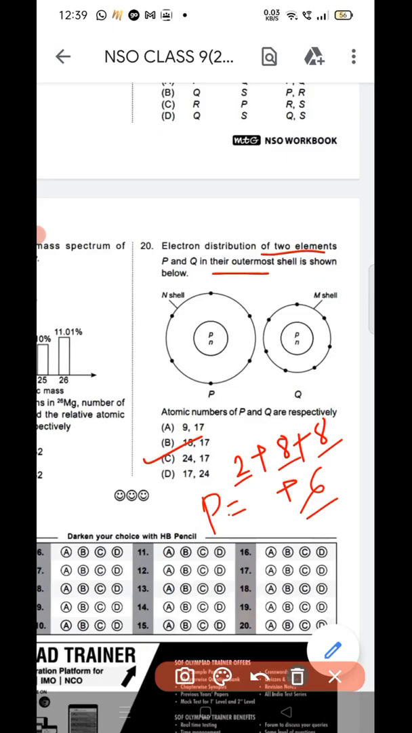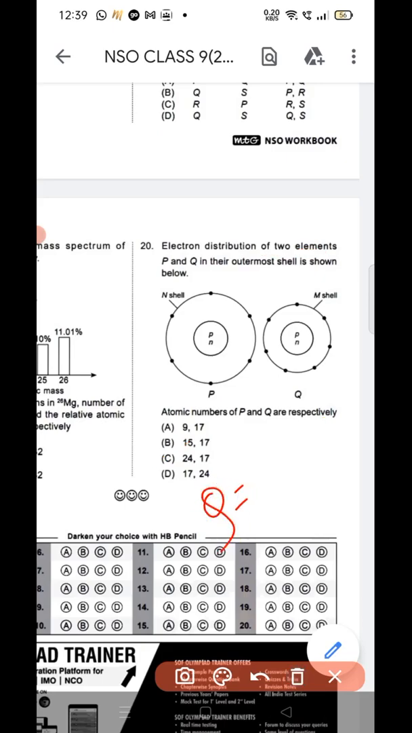And in case of Q, the same thing applies. The M shell, meaning the third shell, contains 7 electrons, so 2, 8, 7. Total 17 electrons if we add them. So for question number 20, option C is the correct answer.